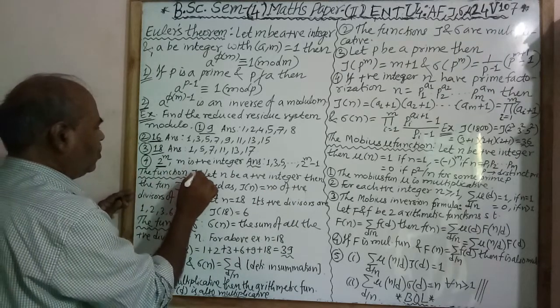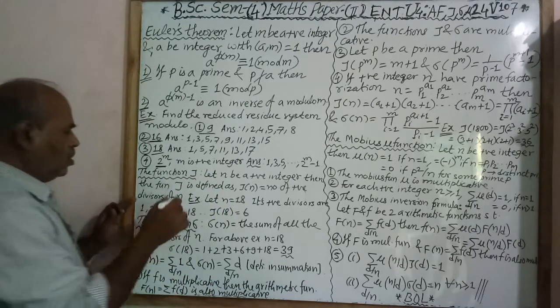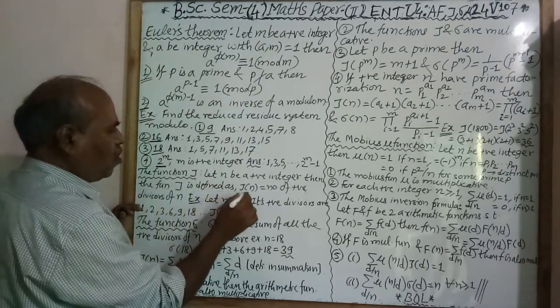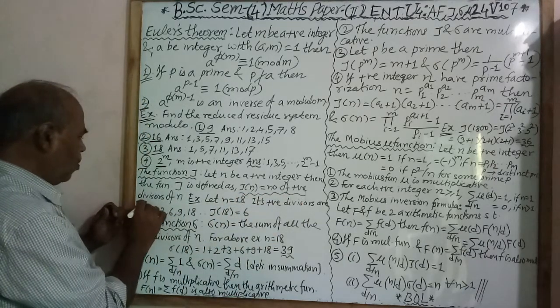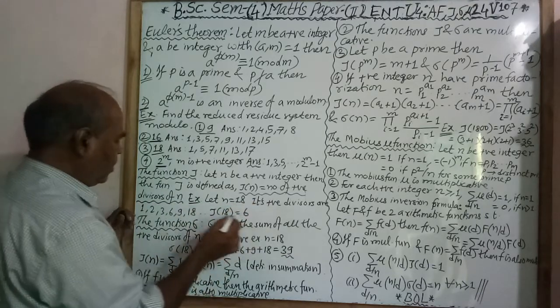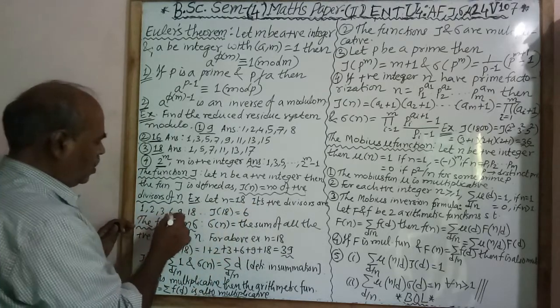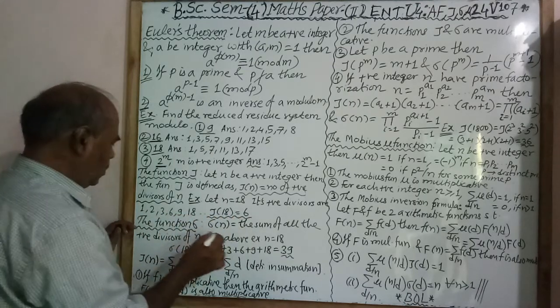Then we see the definition of the function tau. Let n be a positive integer, then the function tau is defined as tau of n equal to the number of positive divisors of n. For example, if n equal to 18, its positive divisors are 1, 2, 3, 6, 9 and 18. Therefore, tau of 18 equal to 6.